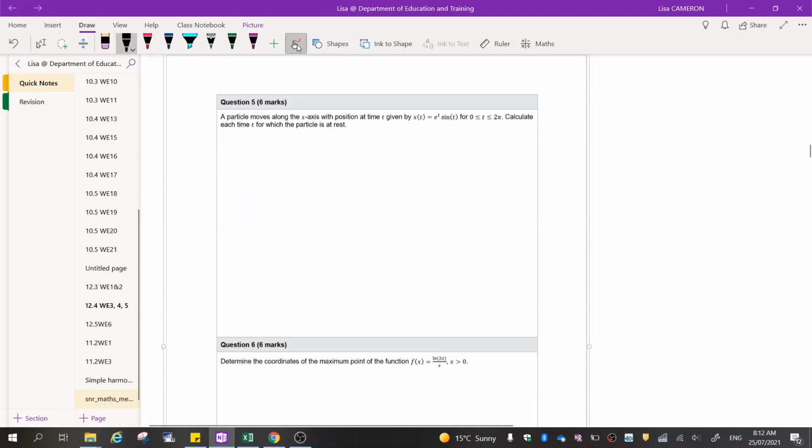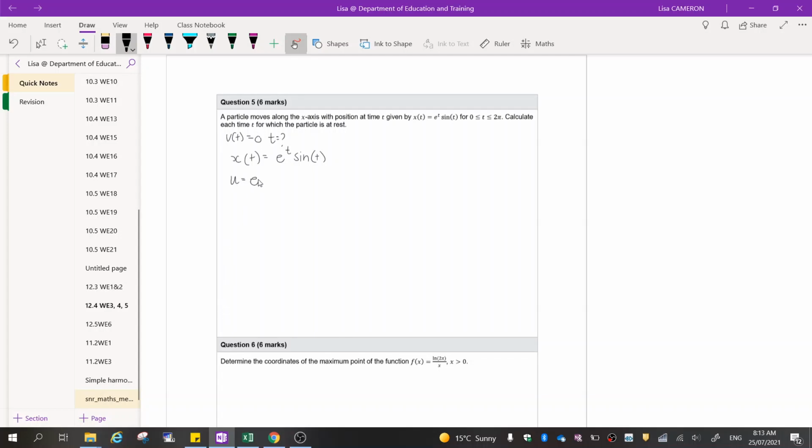A particle moves along the x-axis with a position at time t given by this. Between our domain of 0 to 2 pi, calculate each time t for which the particle is at rest. So if the particle is at rest, that means that its speed is equal to 0. Okay, so I'm going to start by stating my function. Now, straight away, I can see I've got 2 t's in there and those 2 functions are multiplying. So we're going to use product rule to derive this to get to our velocity function.